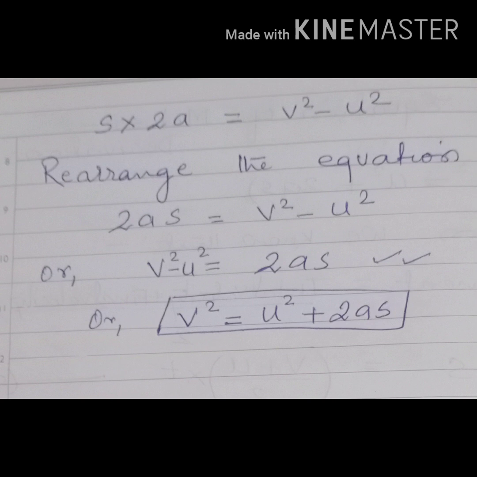Okay, so we arrange this and we will get 2as equals v square minus u square. You can write like this also, or you can just pass the u square to the other side, so it will become v square equals u square plus 2as.